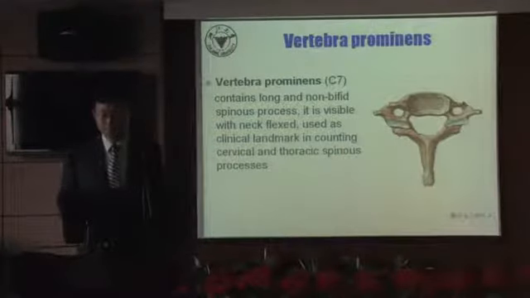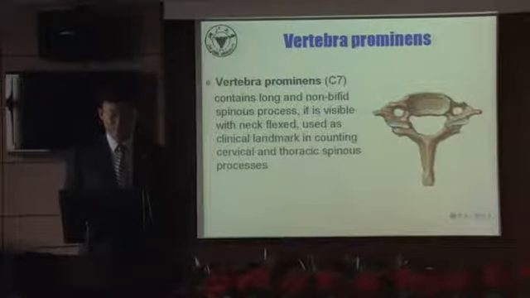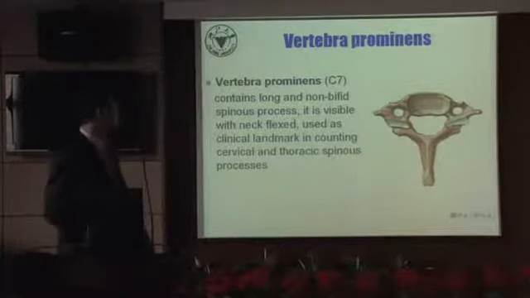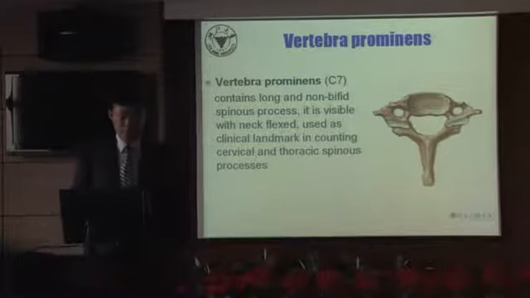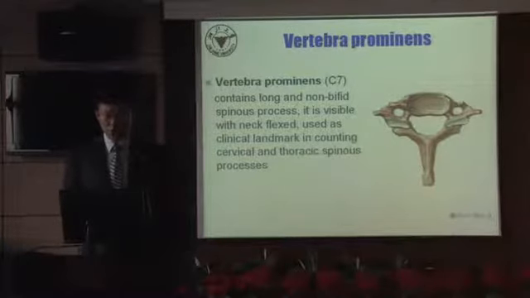Vertebral prominence, C7. Contains a long, non-bifid spinous process. It is visible with the neck flexed, and used as a clinical landmark in counting cervical and thoracic spinous processes.